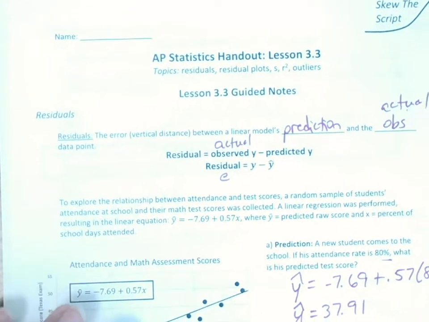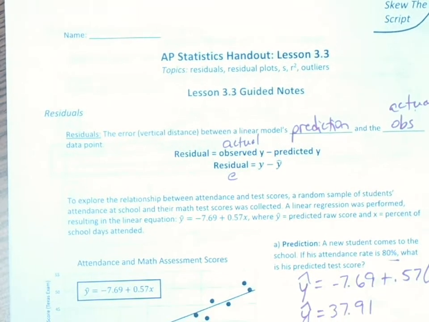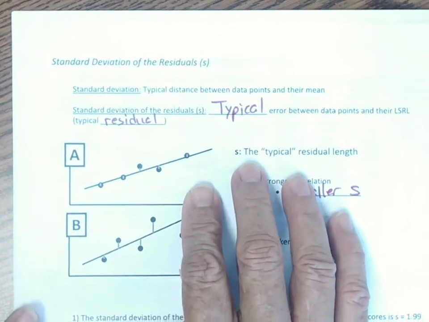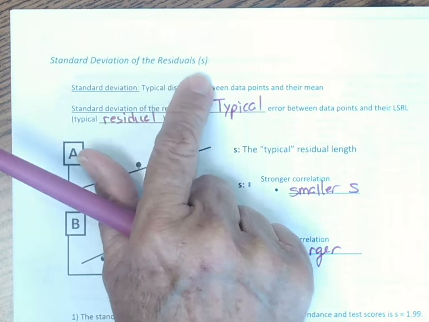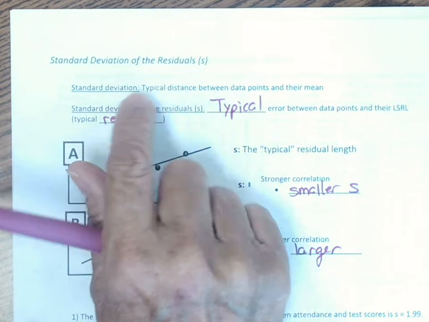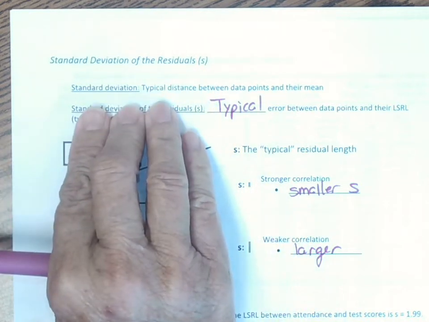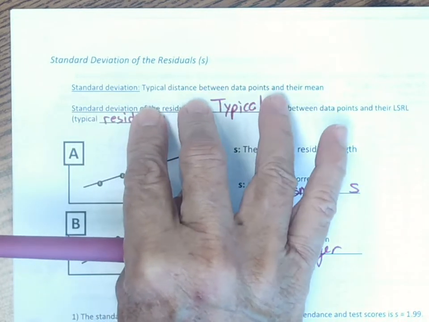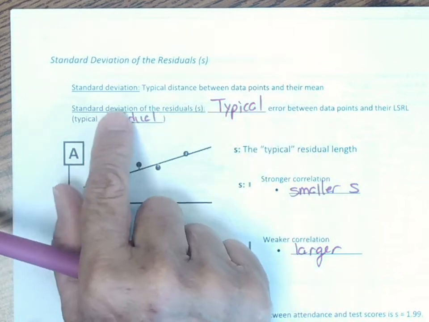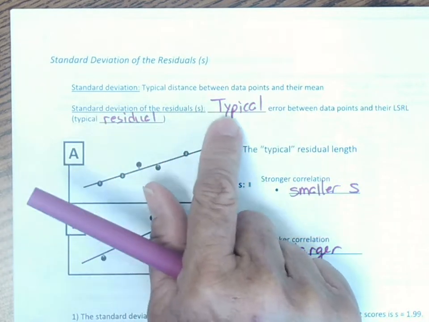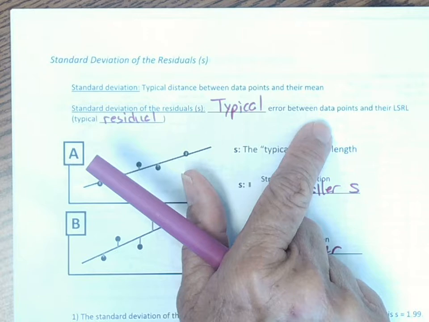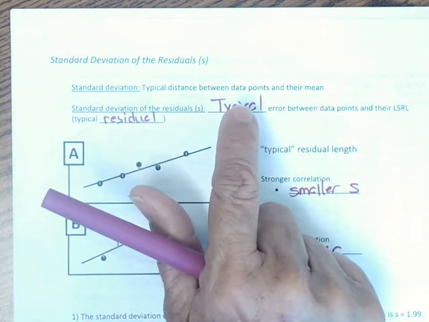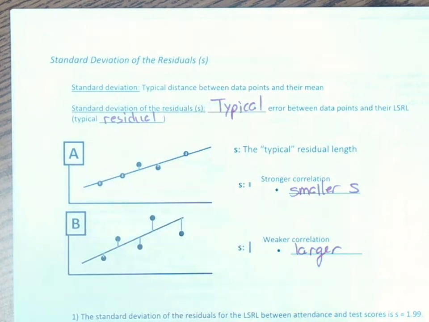Okay, as we continue talking about this, there's a few other things. Oops, let me get to the right page, the next page. We want to talk about the standard deviation of residuals. We use the letter S here. So we know we've talked about standard deviation with our normal data, and that's the typical distance between your data point and the mean of the data. So standard deviation of the residuals is the typical error between the data point and the least squares regression, or the typical residual. That word typical we want to be using.